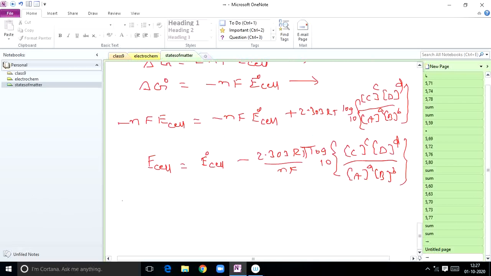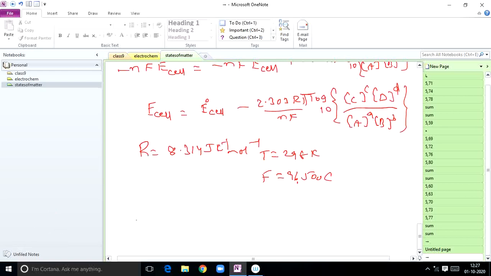Next, if you substitute all the data in this one, R is equal to 8.314 joule Kelvin inverse mole inverse, temperature 298 Kelvin, and Faraday 96,500 coulombs. If you substitute all these terms in the above equation, finally you are going to get E cell is equal to E naught cell minus 0.0591 by n into log base 10.